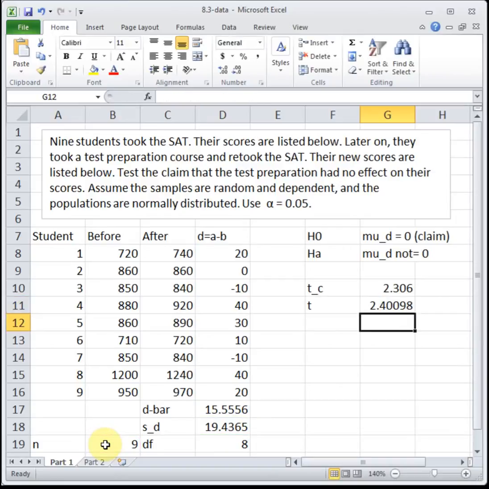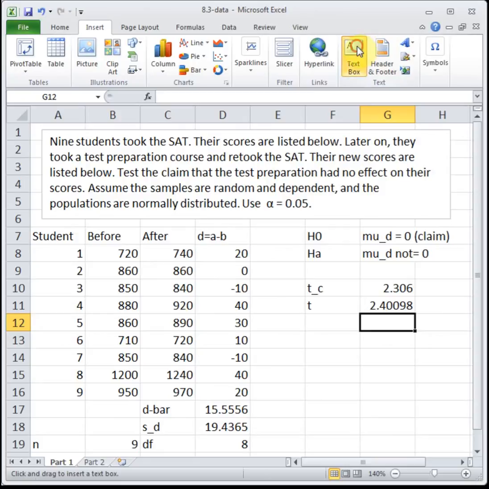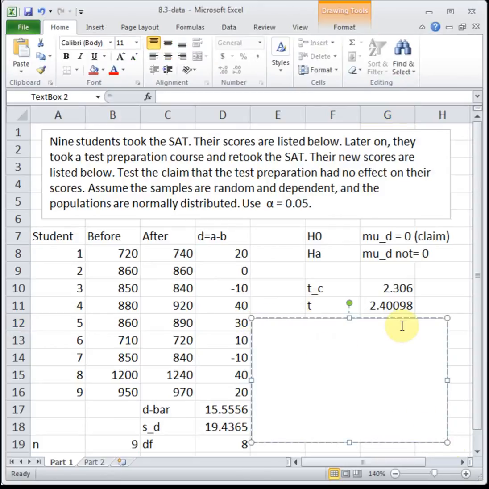So our t is 2.401. All right, so that is above our critical value. If you visualize our bell curve, we have our negative 2.3 and our positive 2.3, our standardized test statistic 2.4 is bigger. So that means it's going to be way up high in the rejection region. So our decision is to reject H naught.